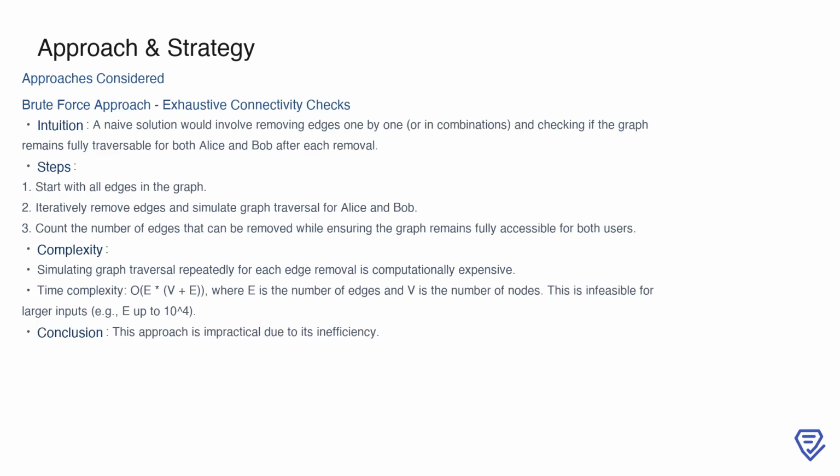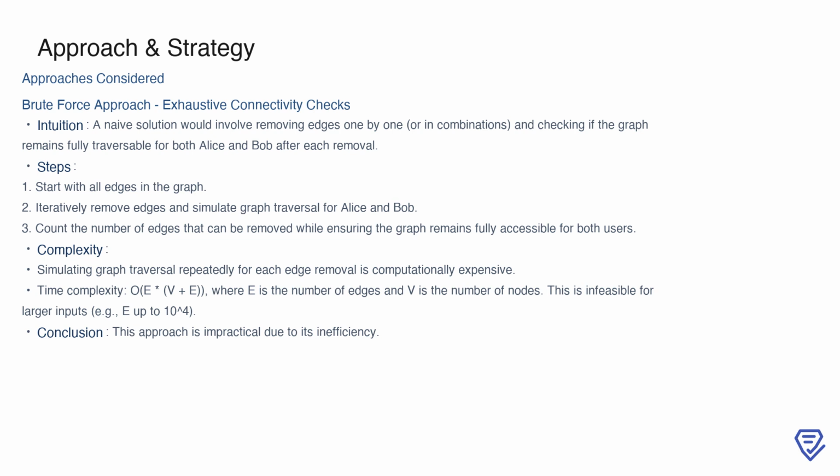To solve this problem, we first considered a brute force approach, which involves exhaustively checking the graph's connectivity for both Alice and Bob after systematically removing edges. The intuition here is straightforward: start with the full graph, remove edges in various combinations, and verify if the graph remains fully traversable for both users. This would allow us to count the maximum number of edges that can be removed without breaking connectivity. However, the challenge with this approach lies in its inefficiency. Simulating graph traversal repeatedly for each edge removal is computationally expensive, especially for larger graphs.